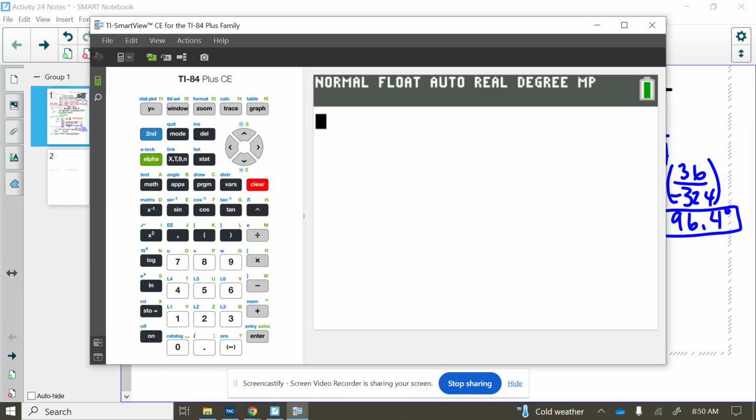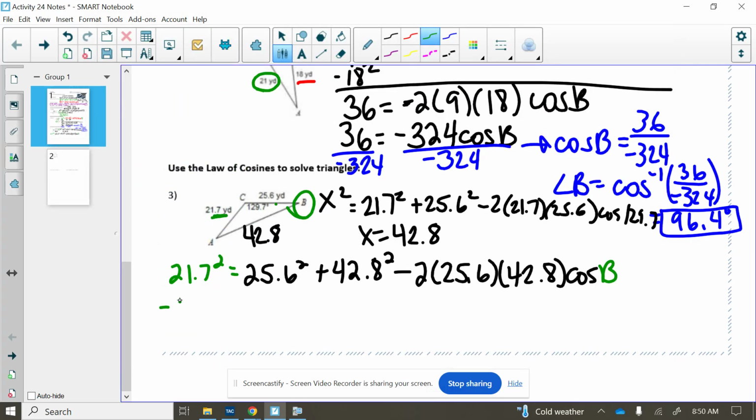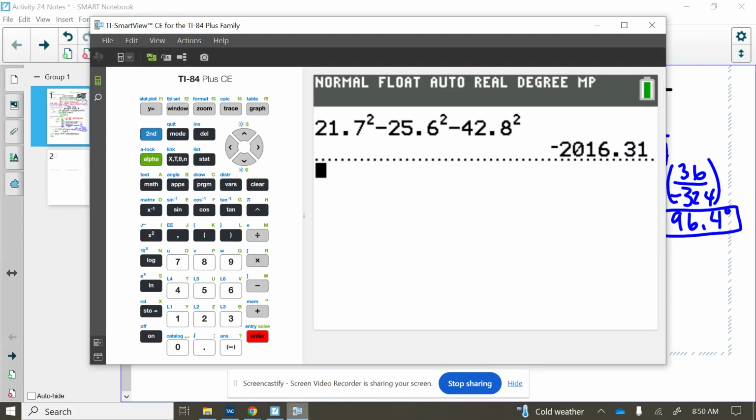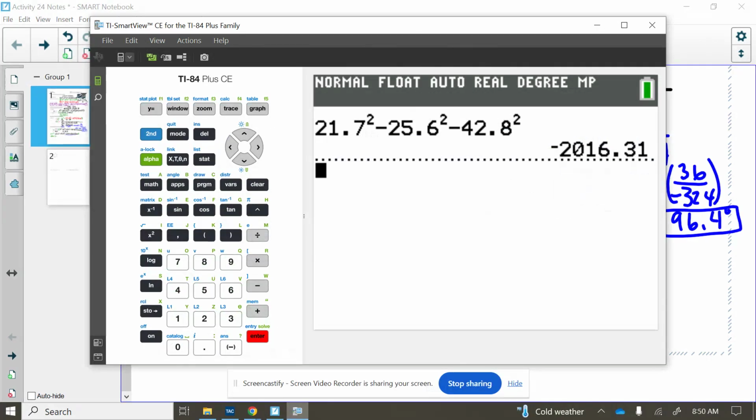So again, step one on these is to subtract over the squareds from what we have on the opposite side. So in this case, I have 21.7 squared. I'm going to subtract away from it 25.6 squared and 42.8 squared. I hit enter, and I get negative 2016.31. And then the next part is we want to make sure we simplify this piece in front of the cosine of B.